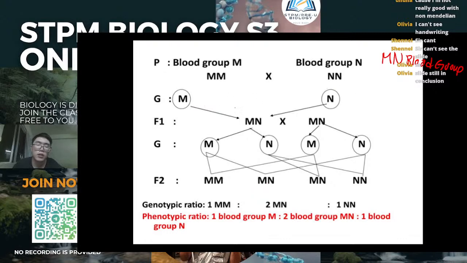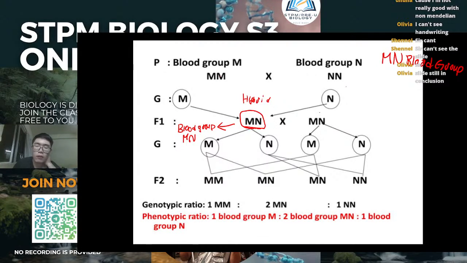If you do the schematic diagram, blood group M and blood group N, when you combine them, will get the hybrid one. The phenotype is blood group MN. The phenotype has both. It means this kind of person has both phenotypic characteristics: M is there, N is there.